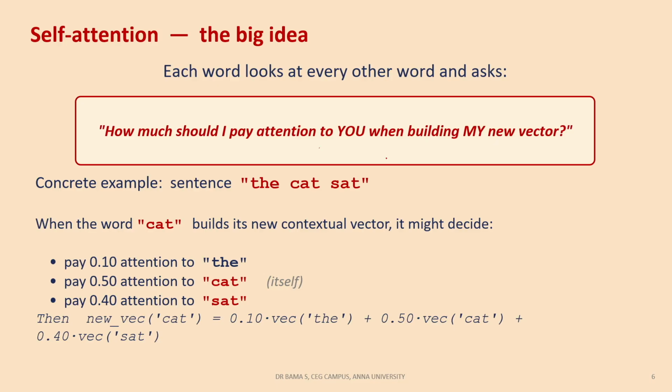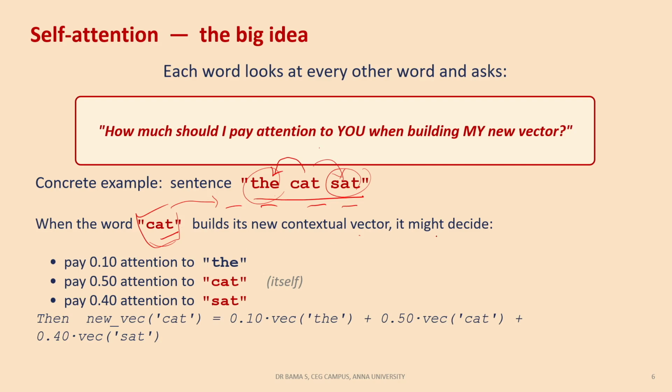Say for example, let us take the same thing, the cat sat. When the word cat builds its new contextual vector, again let us assume there are only 4 dimensions, it not only decides its own value, but it will also decide the reference point to what is the meaning behind cat, not actually the meaning, but we call that attention.